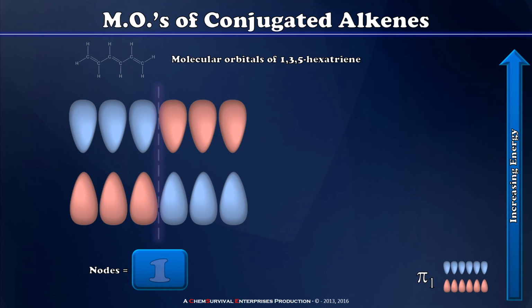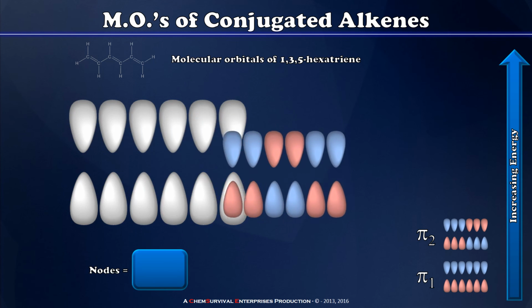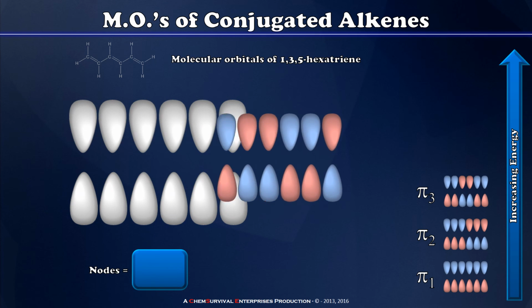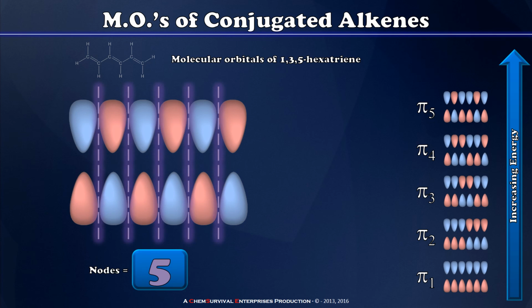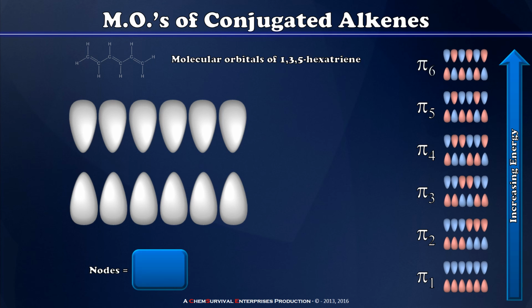I can arrange them in such a way that I have a single node through the middle, and of course we'll call this pi2. If you've been paying close attention, it shouldn't surprise you that the trend continues. We can draw molecular orbitals, each with one additional node, ultimately arriving in a position in which we have 6 molecular orbitals. Right, the highest energy of which, of course, is going to have 5 nodes because we have all of the p atomic orbitals aligned antiparallel.